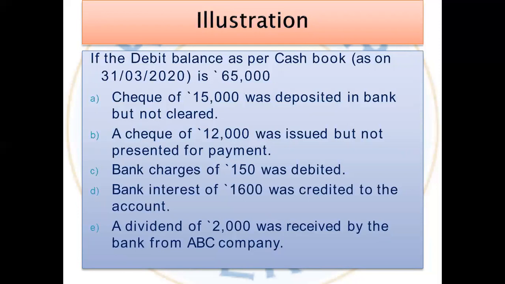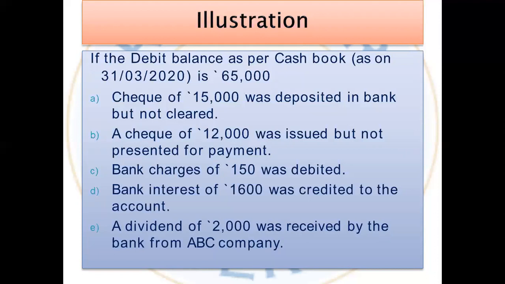Then there is bank charge. The bank has deducted the amount from the passbook. Then there is bank interest also. Means the bank puts some money in your passbook, in your bank account. And the last one, a dividend, which is received by the bank from the ABC company. Means once again, you got some amount in the passbook which is not recorded in the cash book. So we have to make this in BRS.